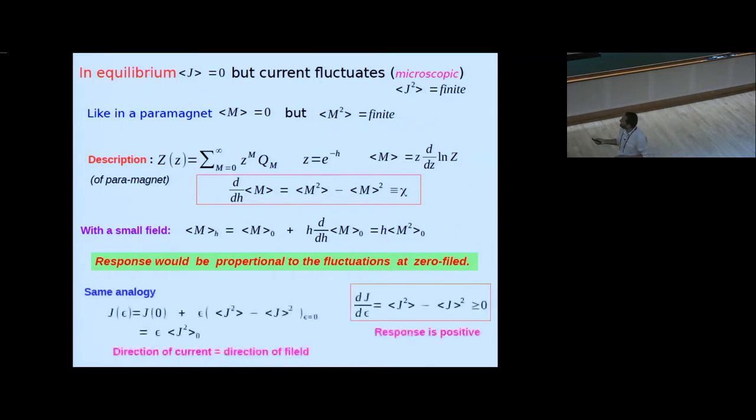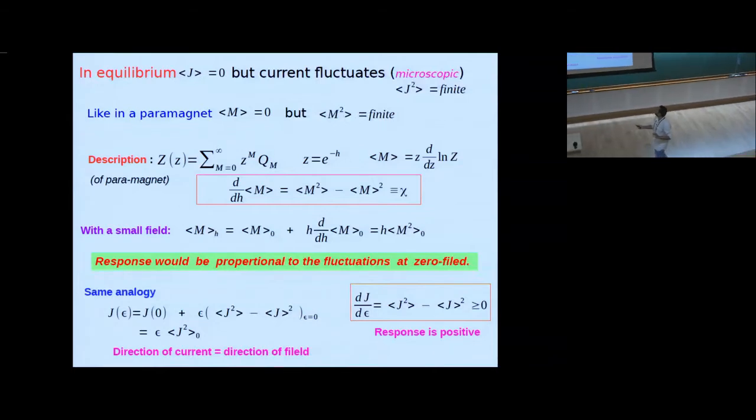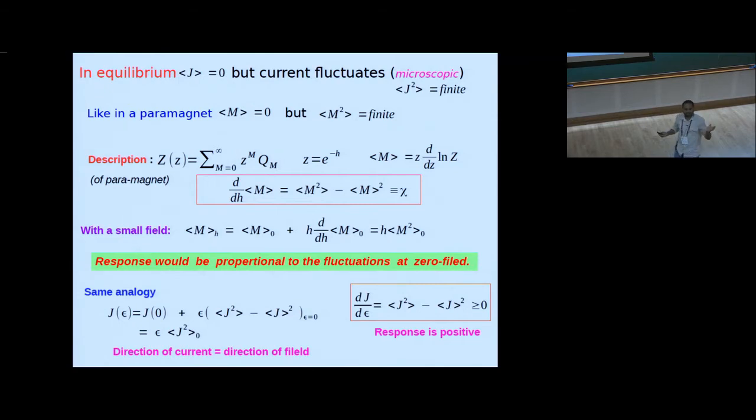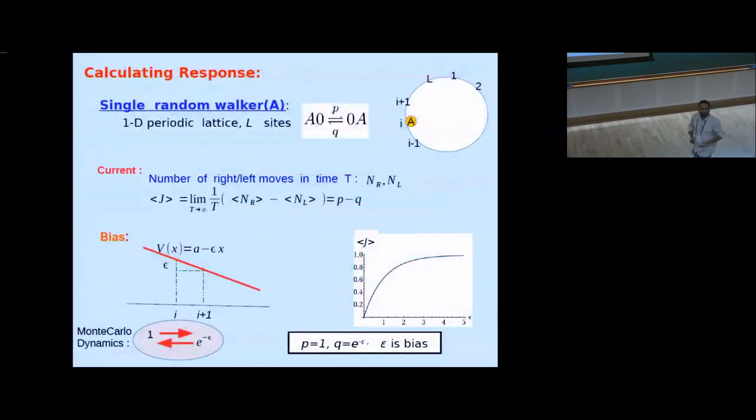You can take the same analogy, saying that J of epsilon is J0, the equilibrium J equal to 0 state. At epsilon equal to 0, J0 equals 0, so dJ/d epsilon is J square average minus J average square, which is greater than 0, and the current will be epsilon times J square average at equilibrium. So if you put a small field, the current you get is proportional to the field. If the field direction is positive, the current is positive. So the direction of current is the direction of the field, and the response is always positive. This is the understanding. So how can you go beyond that?